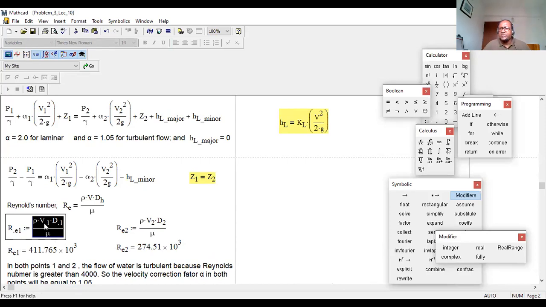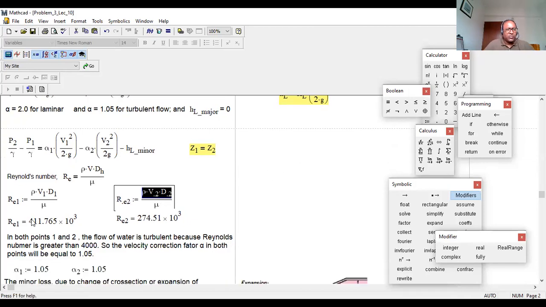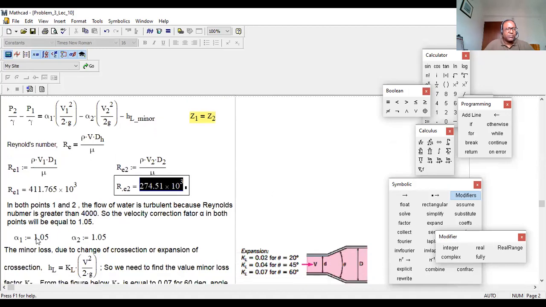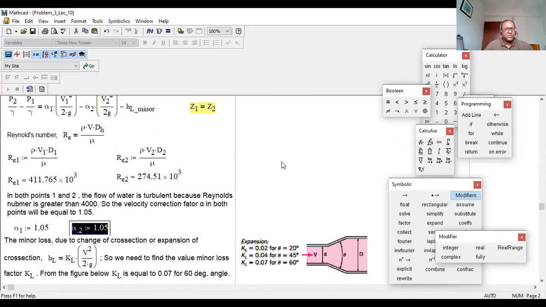You see, this is the Reynolds number for section 1 and for section 2. If both come out laminar, there will be one value of alpha. But one section might be turbulent and the other laminar. That's why you need to figure out both sections. So I figured out both sections and we found that both sections are turbulent. So alpha 1 equals this much and alpha 2 equals this much.